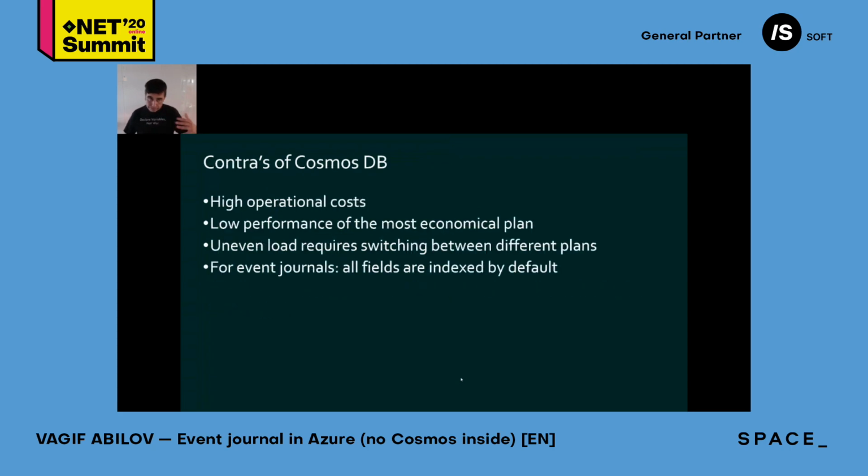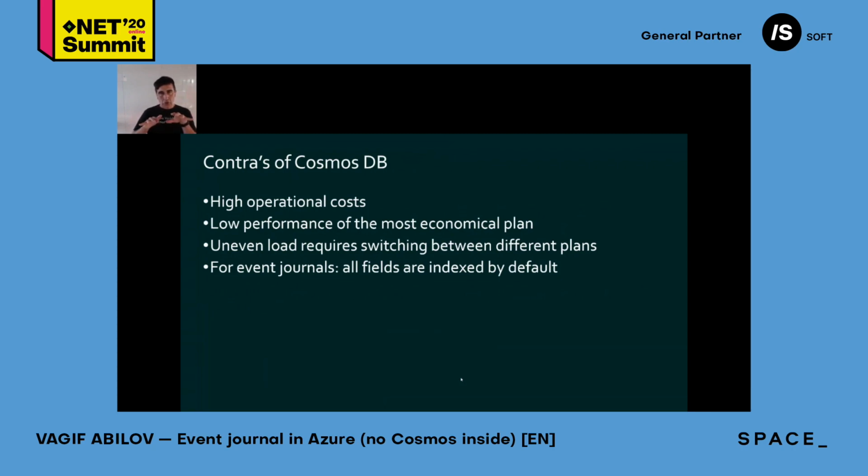There are some cons of CosmosDB. And first, probably is high operational cost. It can cost up to 10 times more compared to some alternative choices. And it all depends on the economical plan.